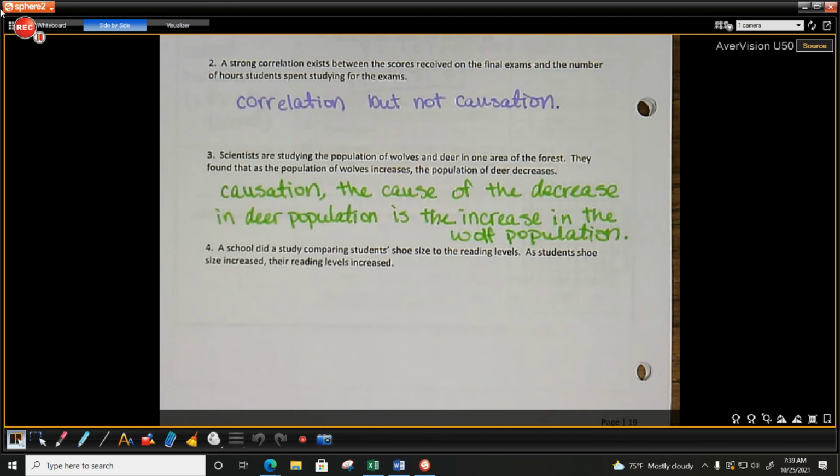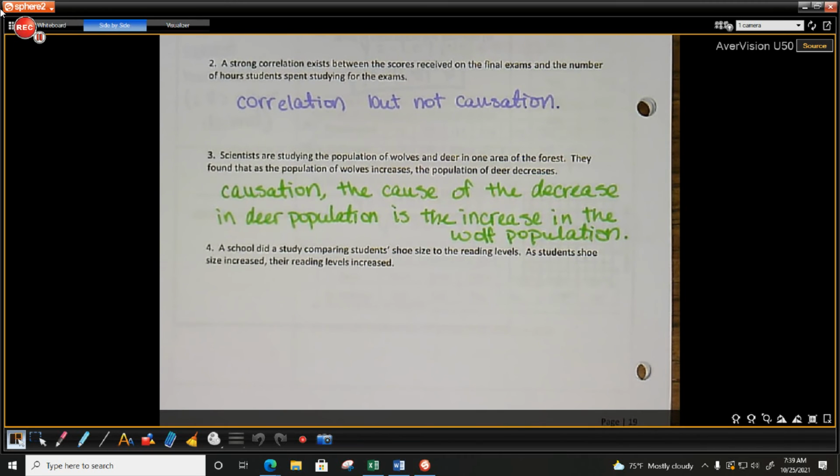Number 4. A school did a study comparing students' shoe size to their reading levels. As students' shoe size increased, their reading levels also increased. So when you're little, are your feet big or small? Small. As you get older, your feet get bigger. When you are small, do you have a high reading level or a low reading level? Low. And then as you get older, your reading level also gets higher.